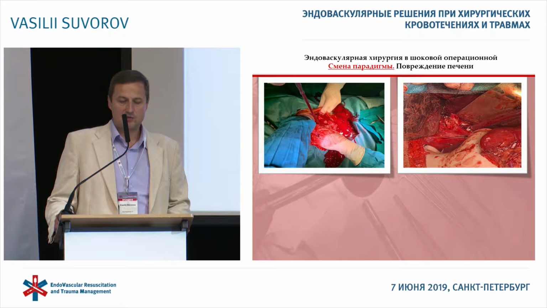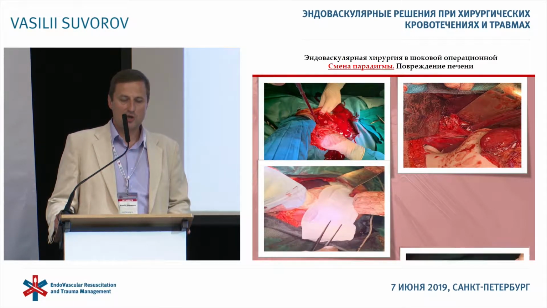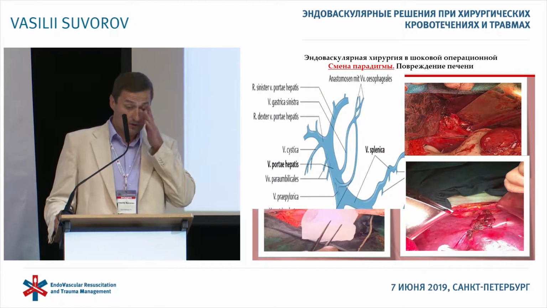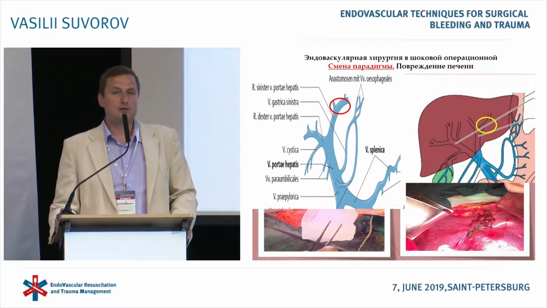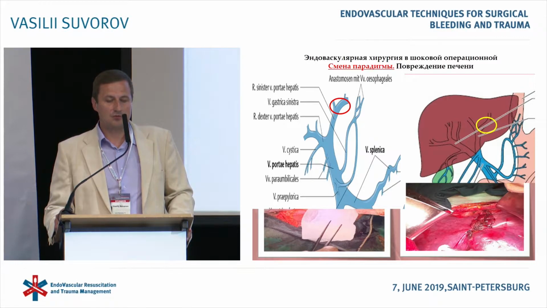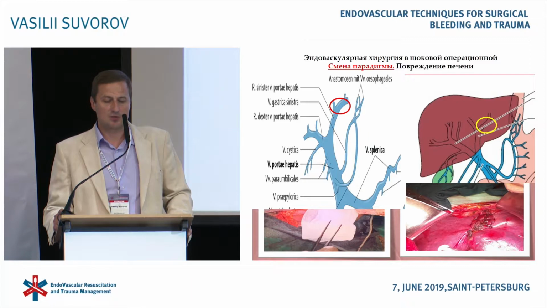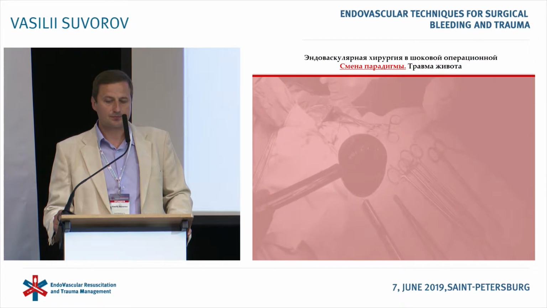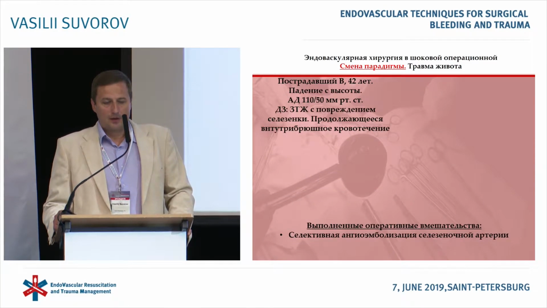Another case, the patient fell from the 6th floor, hemiperitoneum, low blood pressure, indications for laparotomy, in the course of which we diagnosed the damage of the left lobular branch of the vein in the area of bifurcation, portal vein. We were considering catheterization of the portal vein and placement of stent graft into the portal vein.